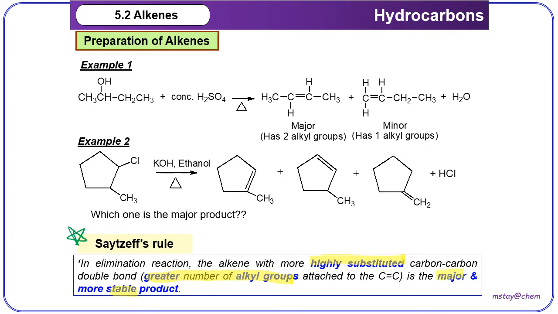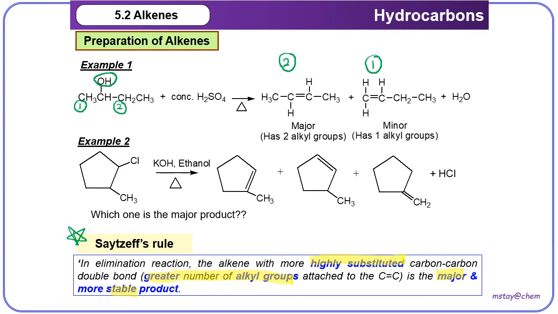Now look at example 1. We have the alcohol. As we know, the OH will be removed, and also a hydrogen from the next carbon. So we have two possibilities: either we remove the hydrogen from this carbon or from this carbon. If we remove it from the first carbon here, this is the product. If we remove it from the second carbon, the product will be this.